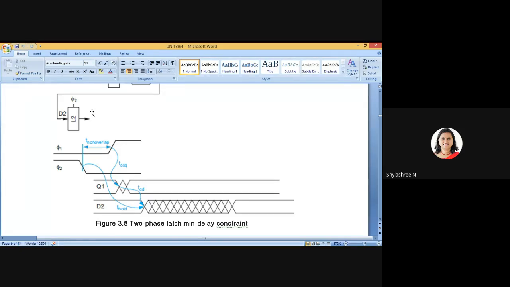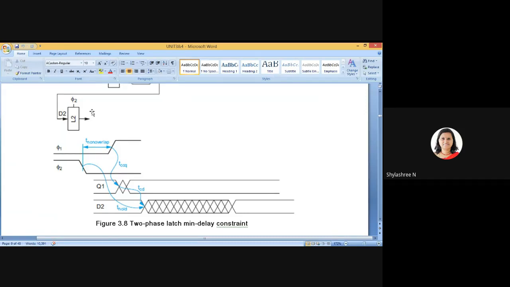Are you able to see the difference between the two-phase transparent latch based system and the flip-flop based method? Here, the contamination delay constraint is going to apply for each phase of the logic. That's why you are going to get TCD1 and TCD2. Whereas in the case of the flip-flop based system, it is going to use an entire cycle of logic. That's why you are going to get only TCD over there.